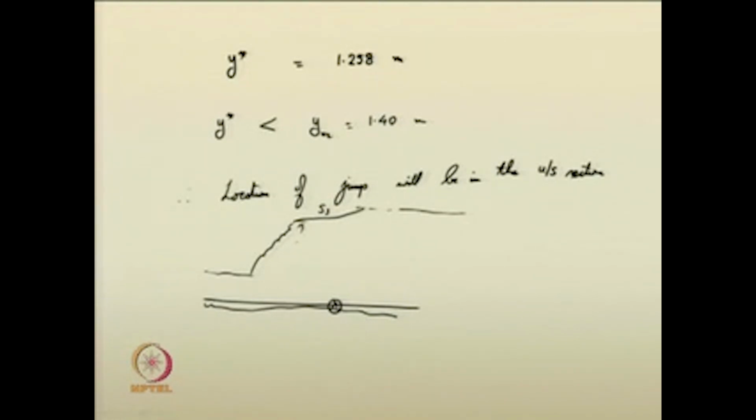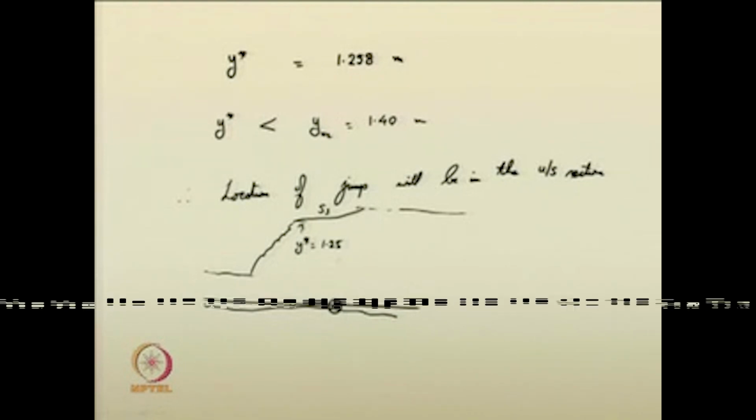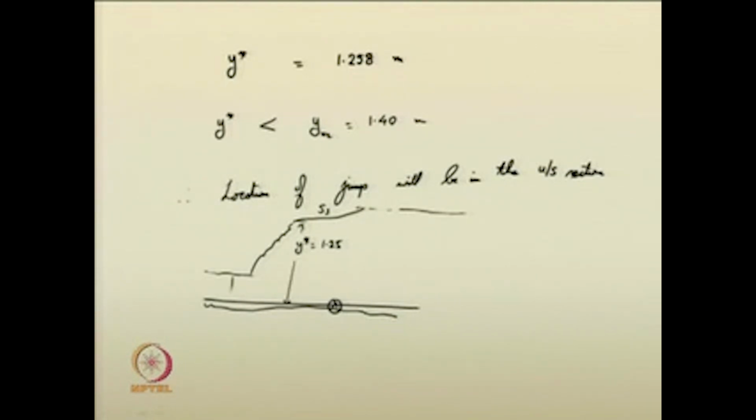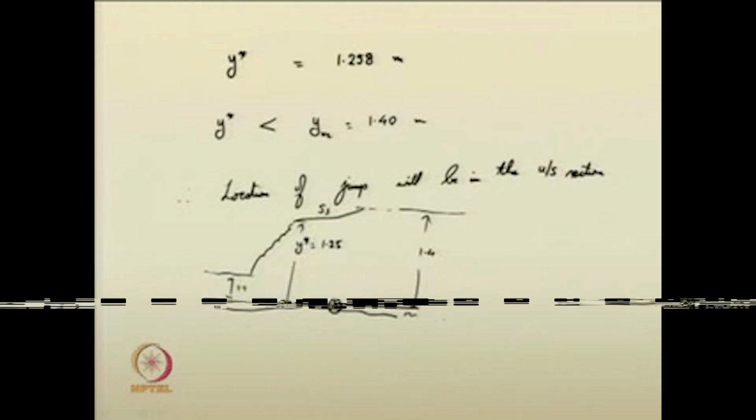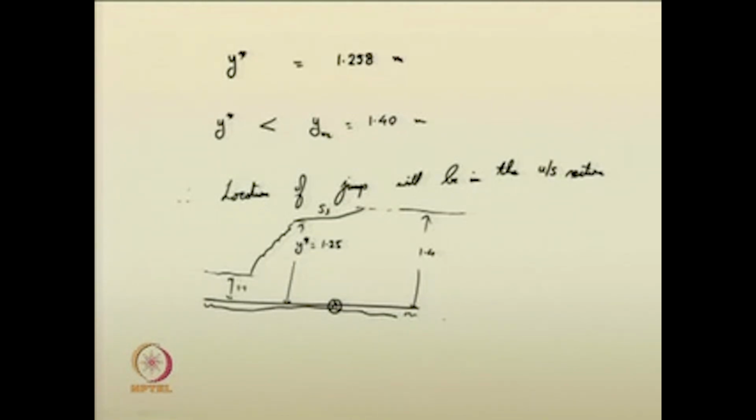Here the depth is y star equal to 1.25 or 26, whichever it be. Here this is the following depth 1.1 and this is 1.4. So, this is how the jump can be witnessed. It is in the upstream section.